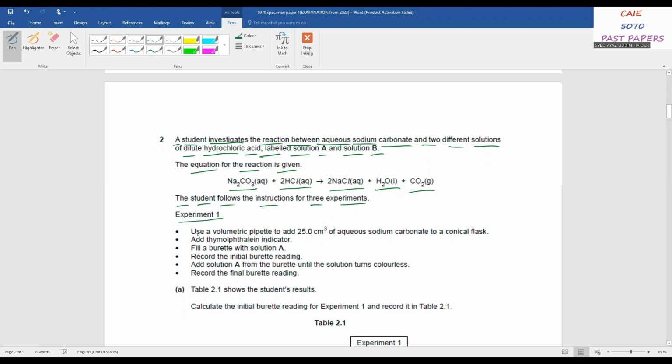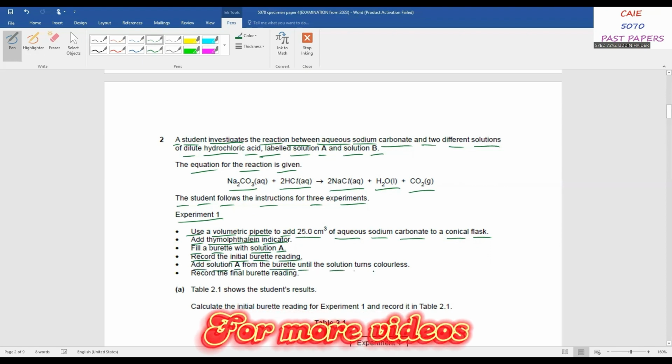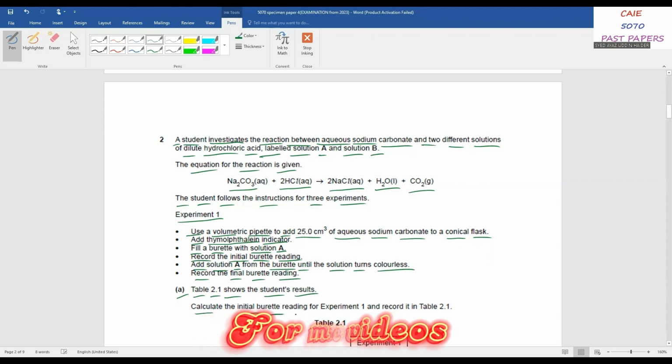Experiment 1. Use a volumetric pipette to add 25 centimeter cube of aqueous sodium carbonate to a conical flask. Add thymolphthalein indicator. Fill a burette with solution A. Record the initial burette reading. Add solution A from the burette until the solution turns colorless. Record the final burette reading. Table 2.1 shows the student's results. Calculate the initial burette reading for experiment 1 and record it in table 2.1.